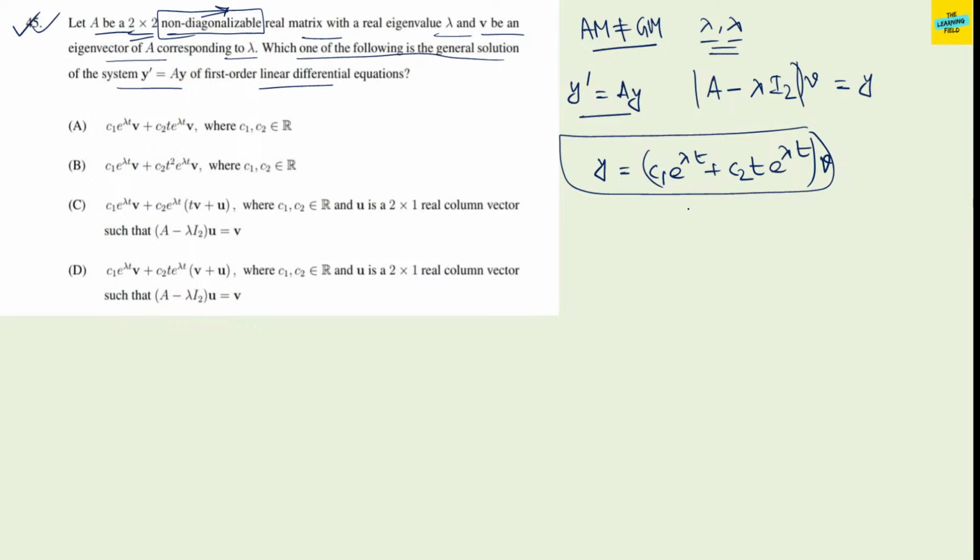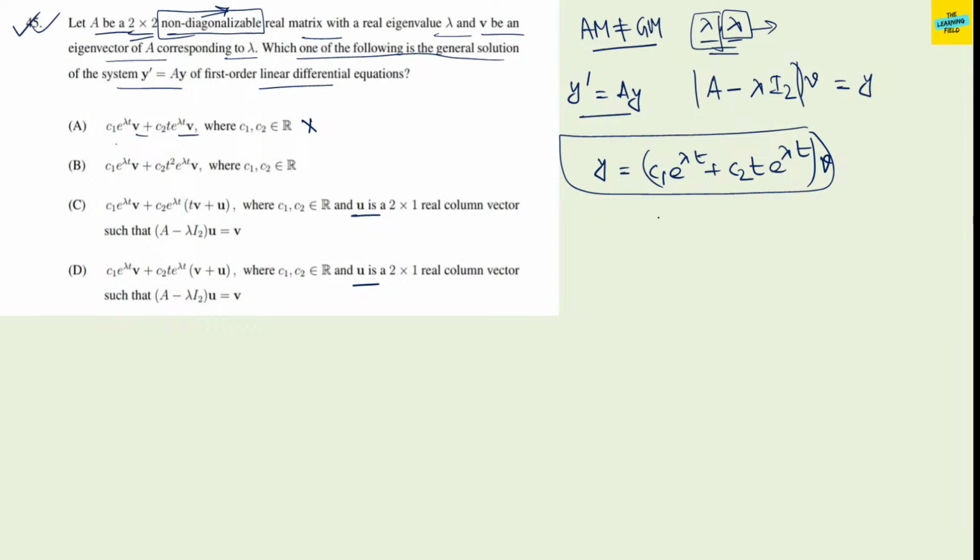Now how can we calculate the other eigenvector? Here it is given that u is the other eigenvector. So c1 e to the power lambda t v and so on is not the complete solution. You can discard this thing, because there are 2 eigenvalues. Obviously, since there are 2 eigenvalues, there must be 2 eigenvectors, whether they are linearly dependent or independent. And in this case, since the 2 eigenvalues are same, we know that the eigenvectors are linearly dependent.